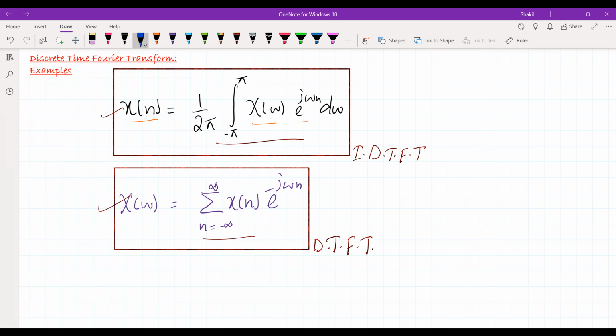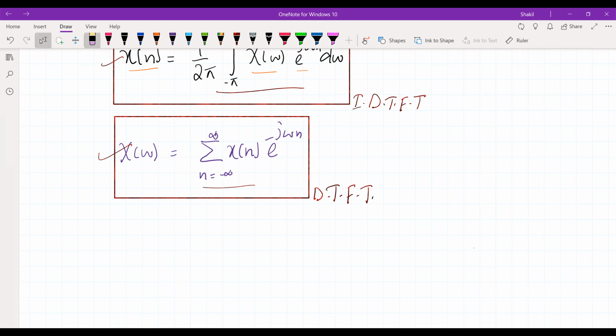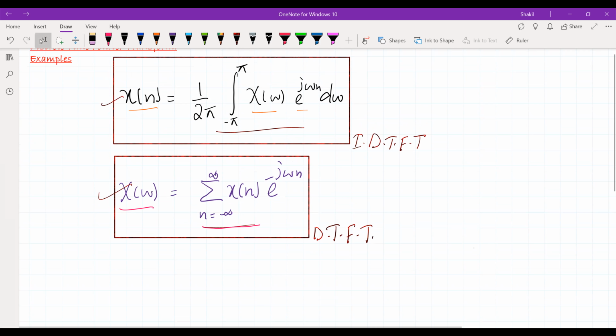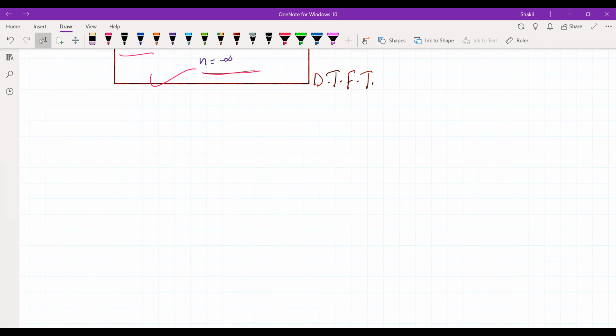All right, let's solve some examples. So if x of n is given to us, from these expressions, we can obtain x of omega. If x of omega is given to us, we can obtain x of n. So let's start with this expression. Let's solve some examples.